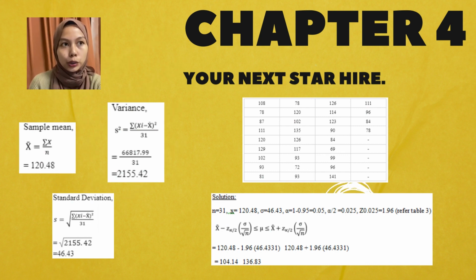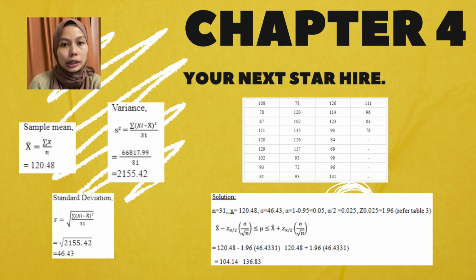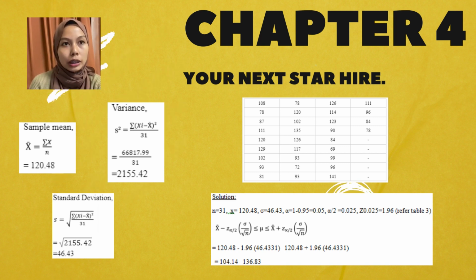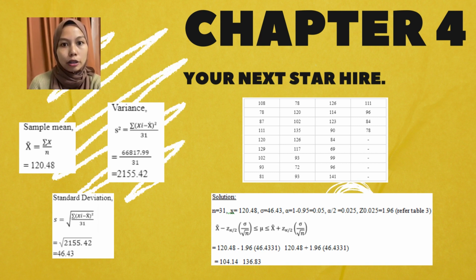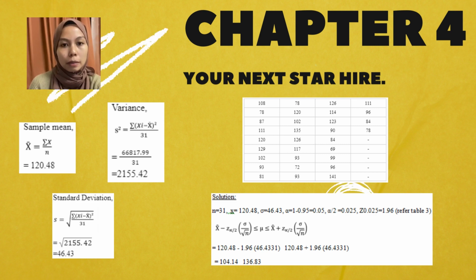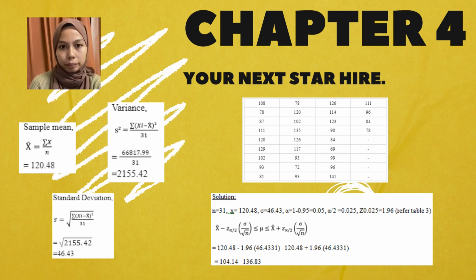So, I present about chapter 4, which is estimation. I am using the data of Murtabak Maggi daily sales in THM, Cohort for December 2022.